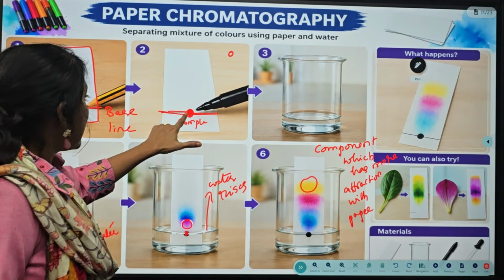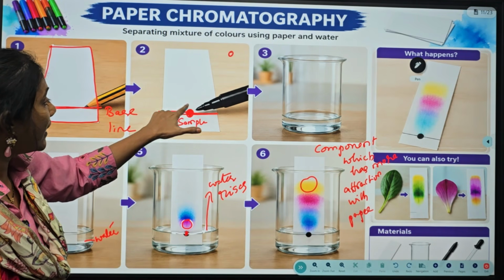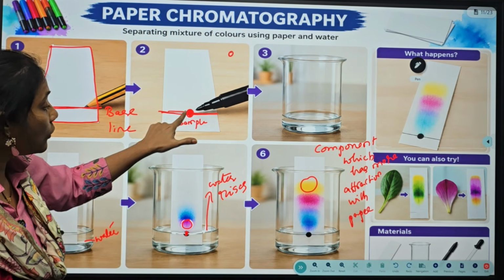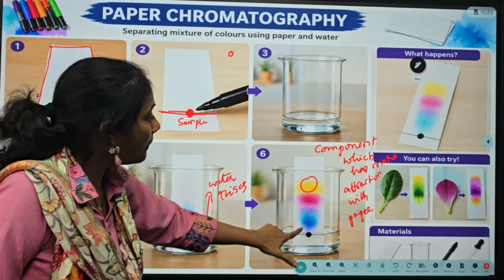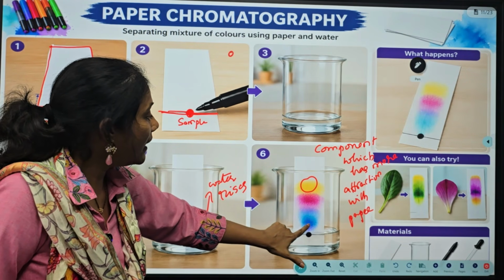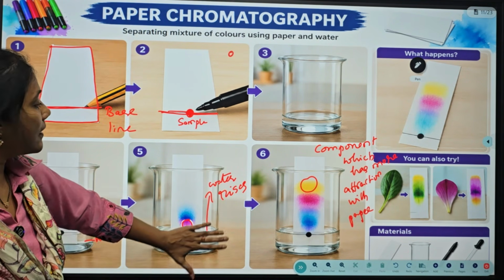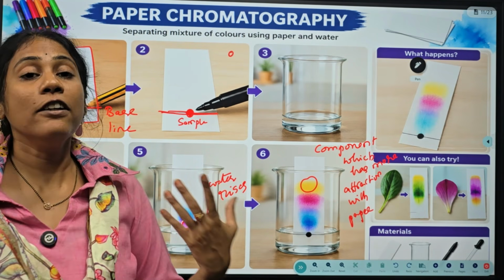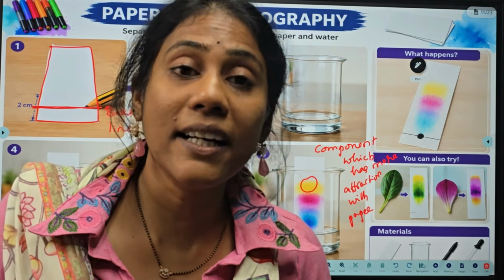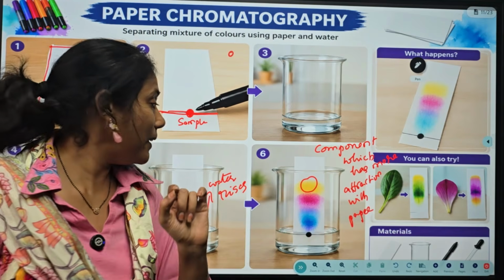So now the sample which was actually looking black in color is not only black, it is a combination of yellow, pink, blue, violet and all of that. See here. So using this paper chromatography, you can find out what colors are there, how many colors are there in a particular sample and everything.